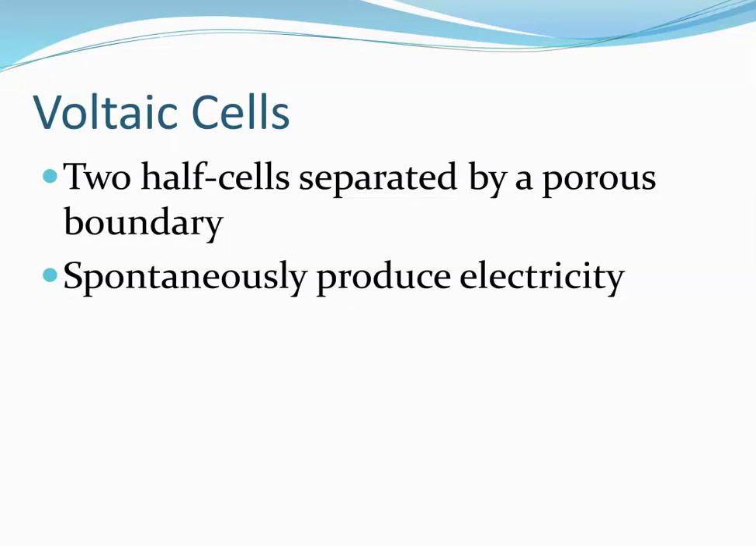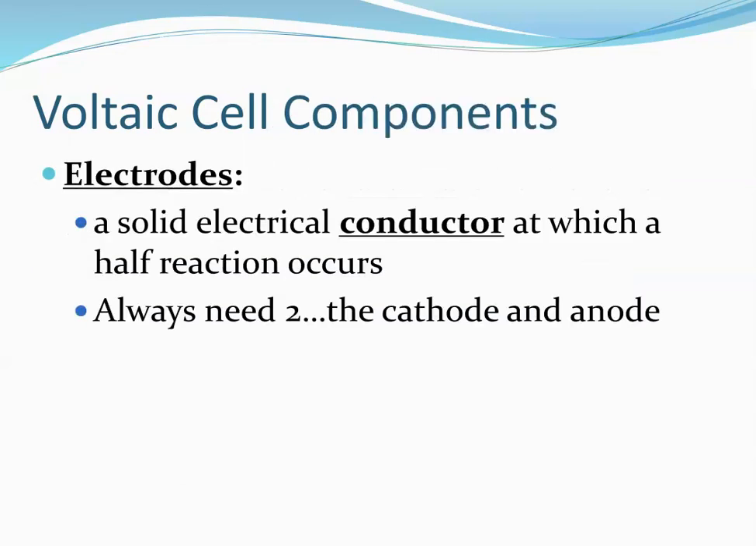They will always need two half cells, which are separated by a porous boundary. The redox reactions in voltaic cells must be spontaneous for the battery to work. Each half cell will have an electrode that sticks out of it. The electrode is a solid electrical conductor. The half reactions in each half cell actually occur at the electrodes. Every voltaic cell needs two electrodes, one in each half cell.